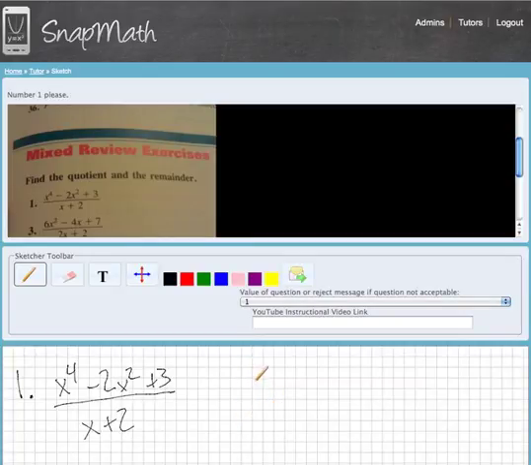So we're trying to find the quotient and the remainder of this division problem here, where the denominator is x plus 2 and the numerator is x to the fourth minus 2x squared plus 3. I'm going to do this by long division.